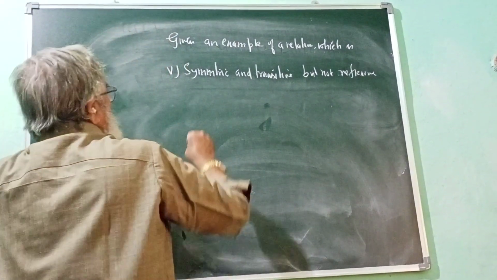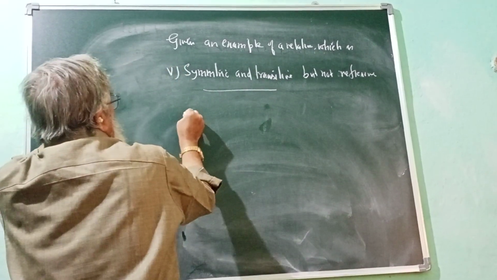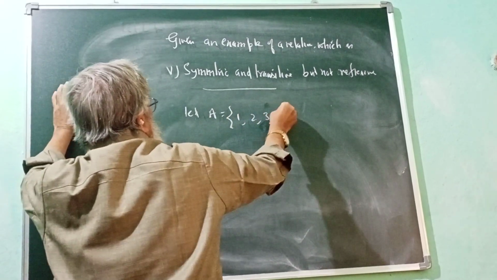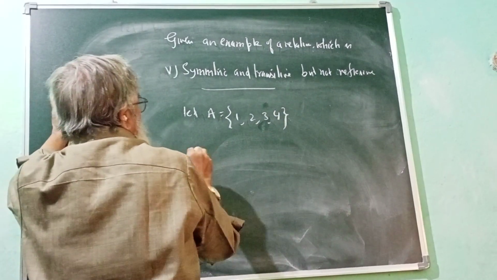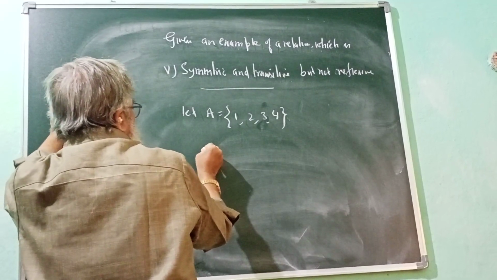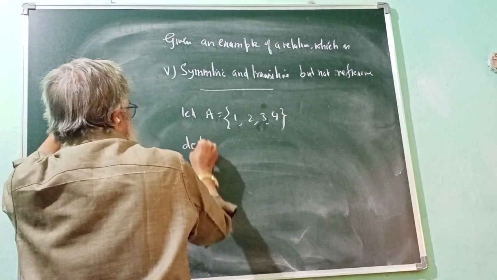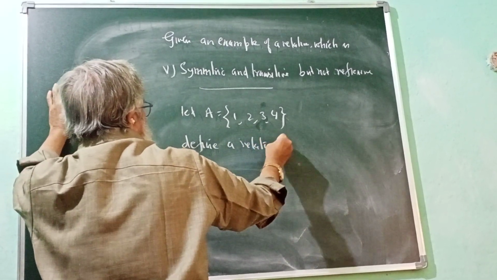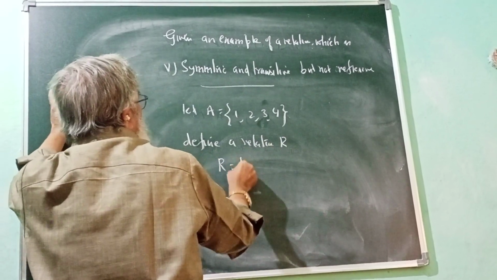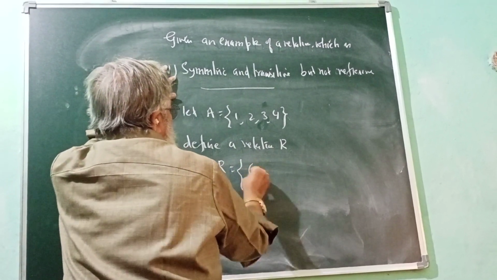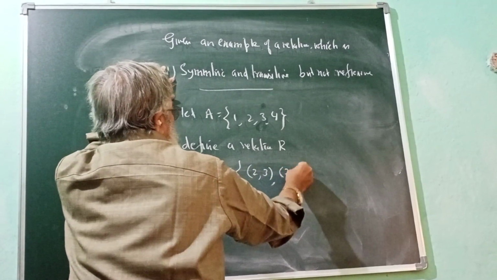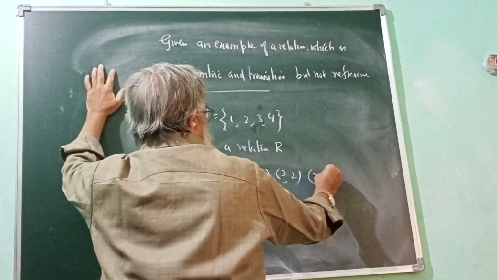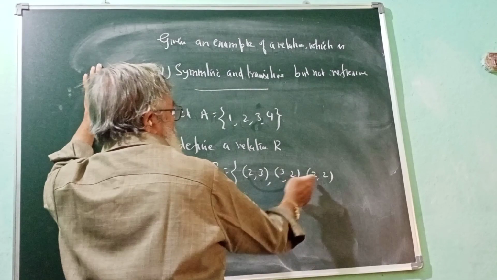Again, with the same example, we define it. So here, let A be equal to {1, 2, 3, 4}. Now it should be symmetric and transitive. Define a relation R. R should be symmetric. Symmetric means (2, 3), (3, 2). And transitive means (2, 2) from (2, 3), (3, 2) is the transitive.